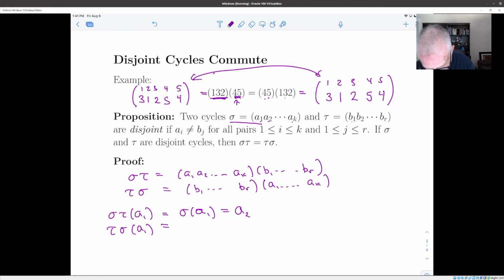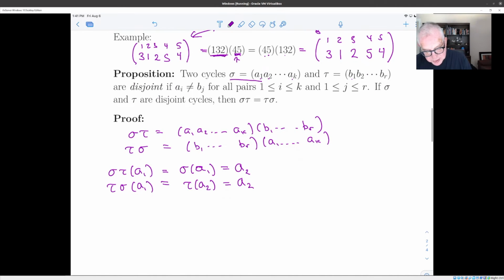Sigma of A1 is A2, and tau of A2 is just A2 because A2 doesn't occur among the B's. And if you use the same argument for any of the A's, if you did this with A2 or A3, in general you would see that sigma tau of A_i is sigma of A_i, which is A_{i+1}. This is assuming i is less than k, because tau leaves A_i alone, and sigma of A_i is A_{i+1}, unless you're at the very end.